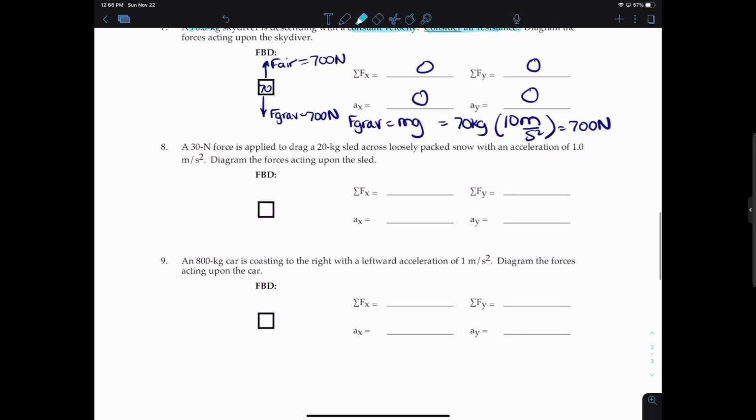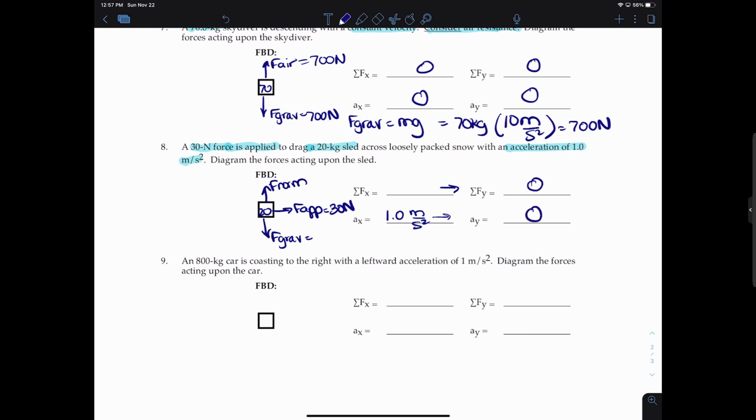Number 8. A 30 newton force is applied to drag a 20 kilogram sled across loosely packed snow with an acceleration of 1 meter per second squared. Diagram the forces acting upon the sled. So we've got a 20 kilogram sled. We've got the force of gravity. We've got a normal force. We have an applied force, and they said that was 30 newtons. We've got an acceleration in the x direction of 1 meter per second squared. I'm going to assume that's to the right.